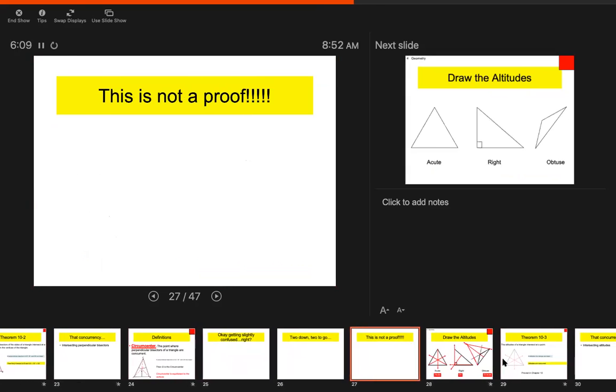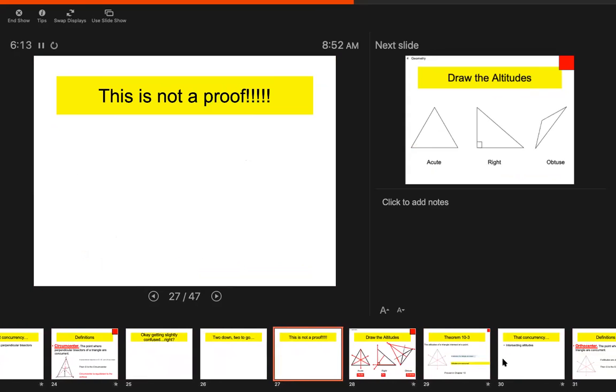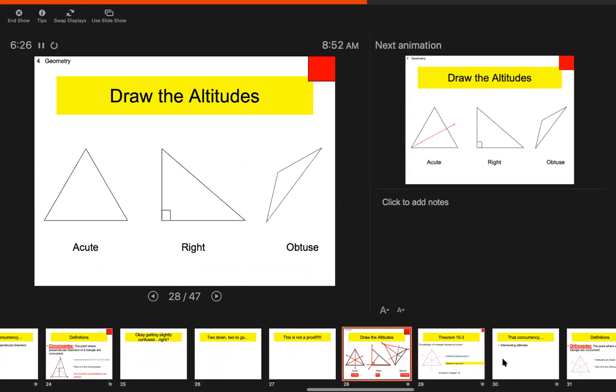Two left. All right. Oh, by the way, this will not be a proof. We will not prove this. The book chooses to prove what I'm about to show you, which will be a theorem, 10.3, in chapter 13. It makes it easier once we learn the stuff in chapter 13 to prove this one. So we're going to prove this one in chapter 13.